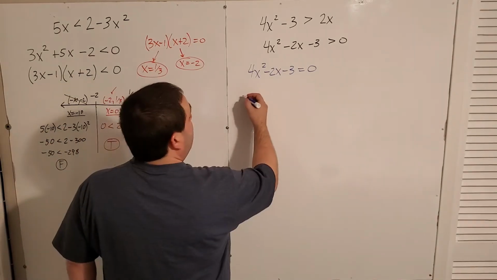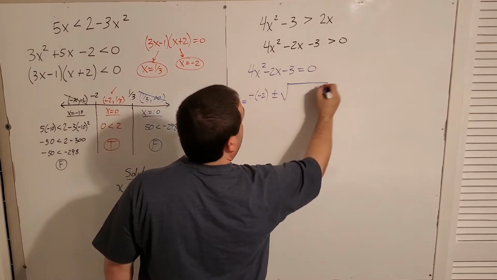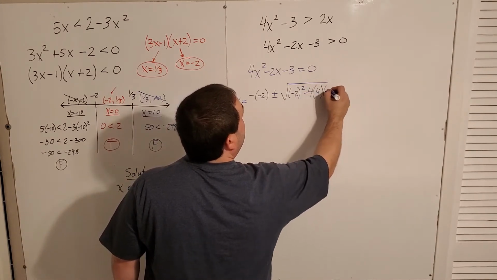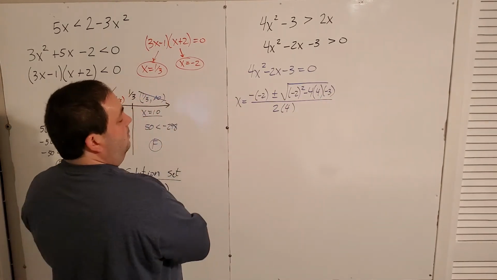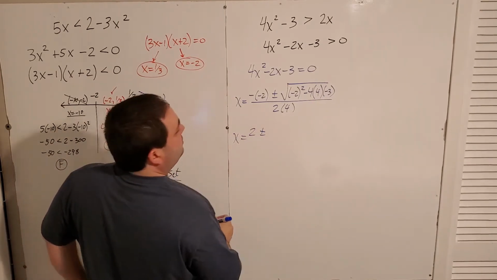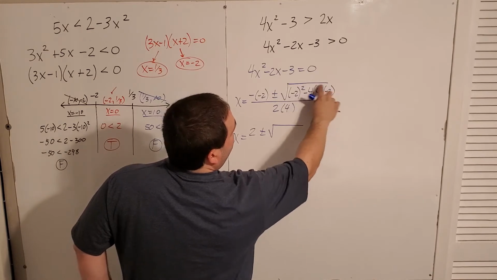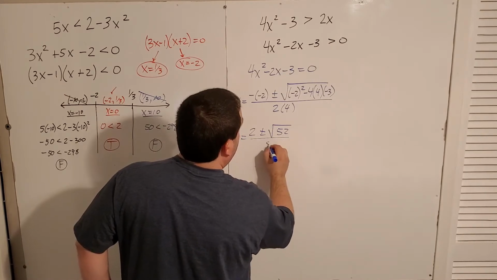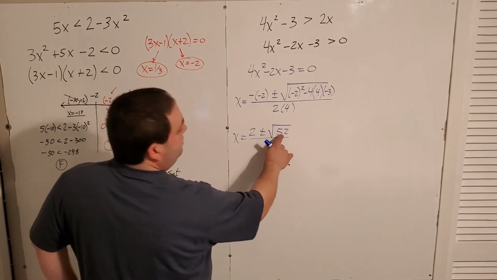Let's do that. X equals negative negative 2 plus or minus square root negative 2 squared minus 4 times negative 3 all over 2 times 4. Okay. So let's see, I got x equals 2 plus or minus square root of, I have 4 plus 48, so 52, all over 8. We can simplify that a little bit, right? 52 is 4 times 13.